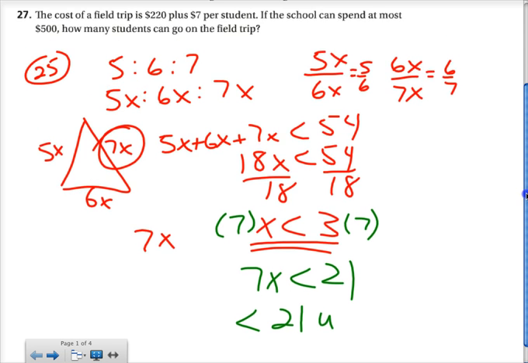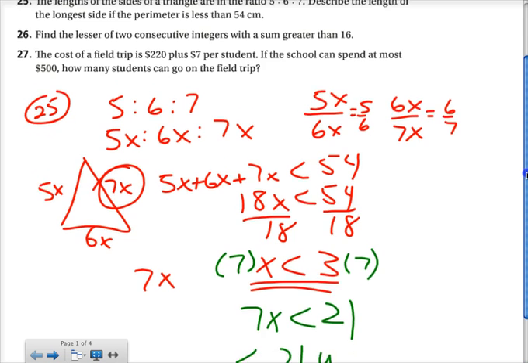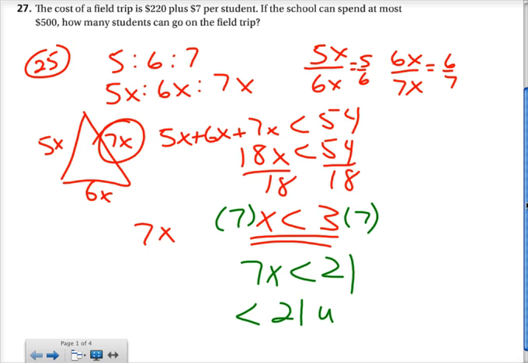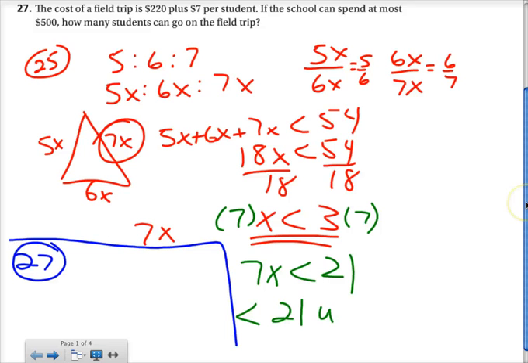Then the next one that is commonly asked for on this group of problems is number 27. Number 27 says the cost of a field trip is $220 plus $7 per student. If the school can spend at most $500, how many students can go on the trip? I'm going to try and fit that over here. All right, so we've got the cost of the field trip, and we know that at most it can be $500. Now, we all know we're talking about a school here, so this has to be less than or equal to 500. That's what we mean when we say at most.